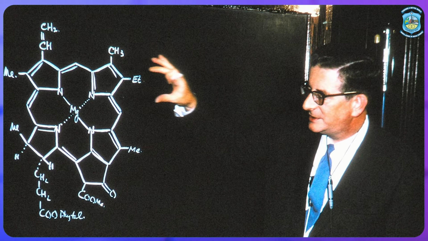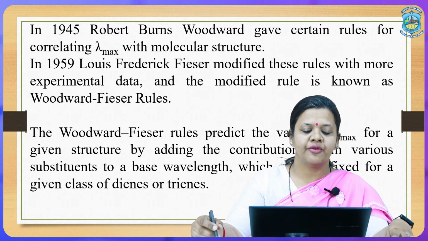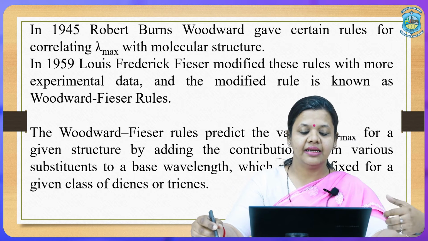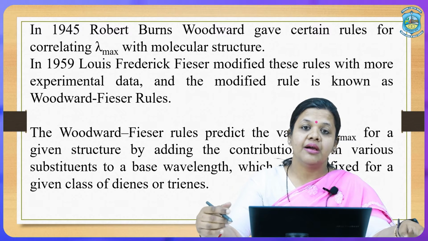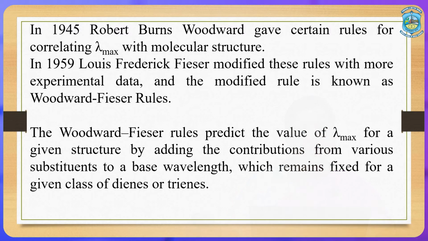In 1945, Robert Burns Woodward gave certain rules to calculate the lambda max value of molecular structures. In 1959, Louis Frederick Fieser modified these rules, and by his experimental data, he gave certain more values to make the rules more useful. Therefore, combining the two, we study the Woodward-Fieser rules.